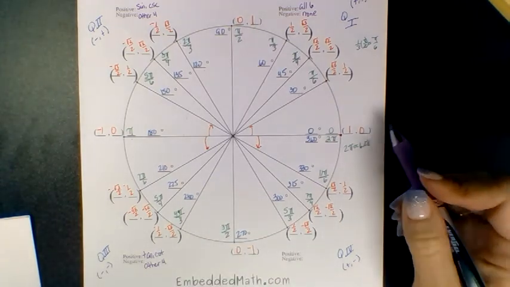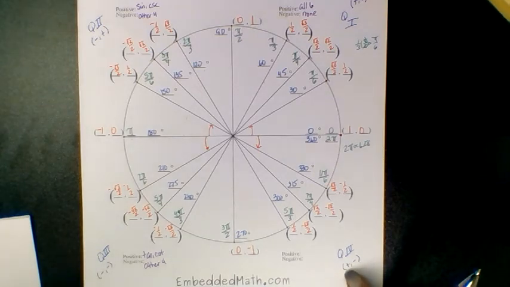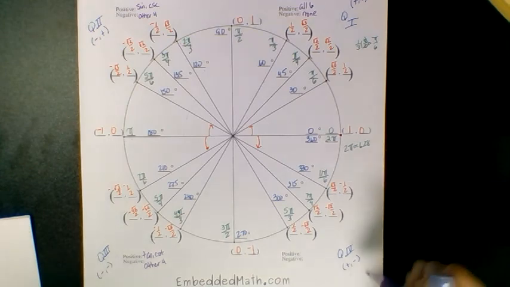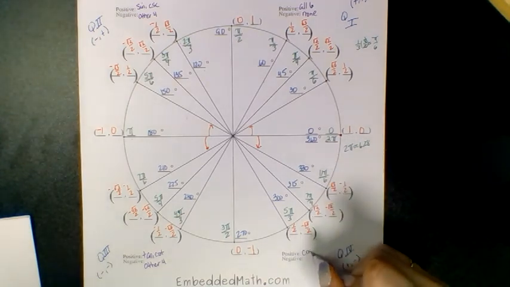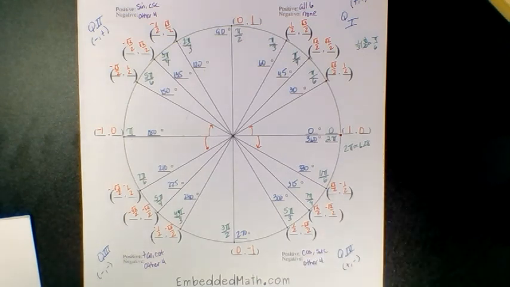And finally, in Quadrant 4, where x is positive and y is negative, the only negative trig functions are going to be those that use y. If it uses just x and r, it's going to be positive. The trig functions that use x and r are cosine and its reciprocal function secant. So the other 4 trig functions are all negative.